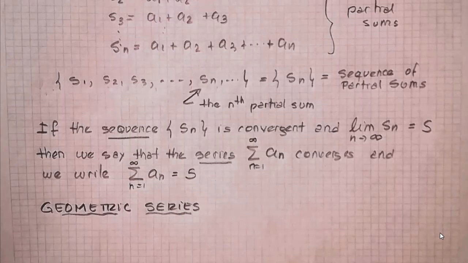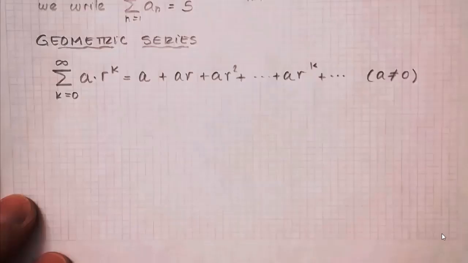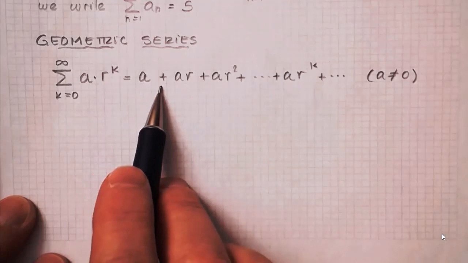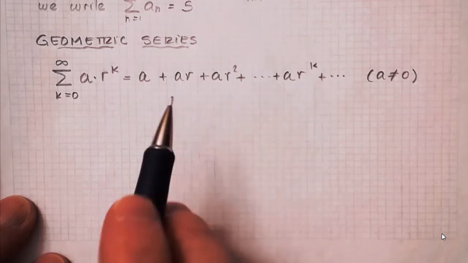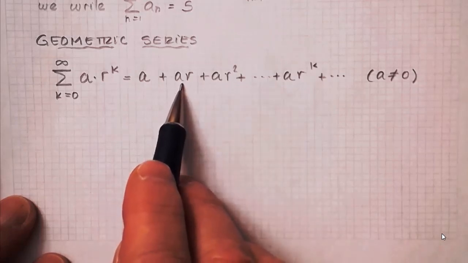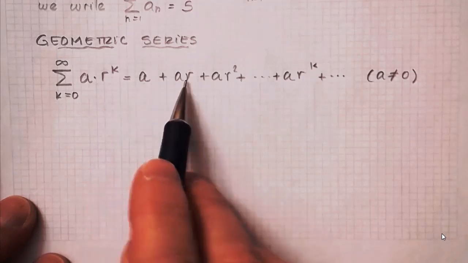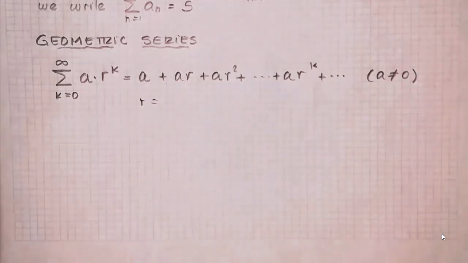There are some series that we must know because we will use them to find out about the convergence of other series. The geometric series is one of them. A geometric series is a series of this form: a plus a times r plus a times r squared, etc. Notice that if I divide any term by the previous one, I'm going to get r. If I divide this by this, I get r. If I divide this by this, I get r. So r is called the common ratio.